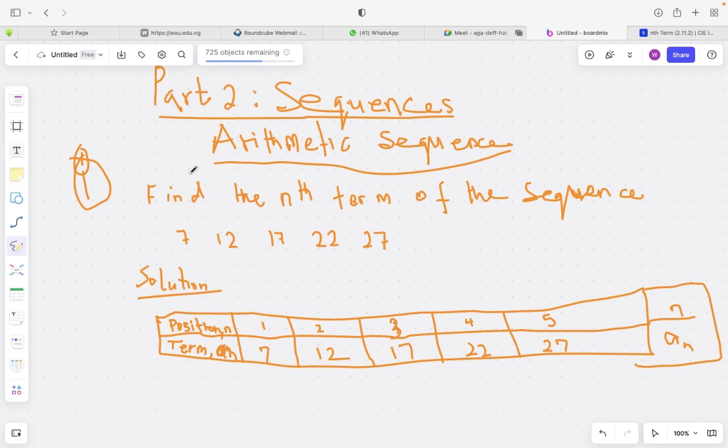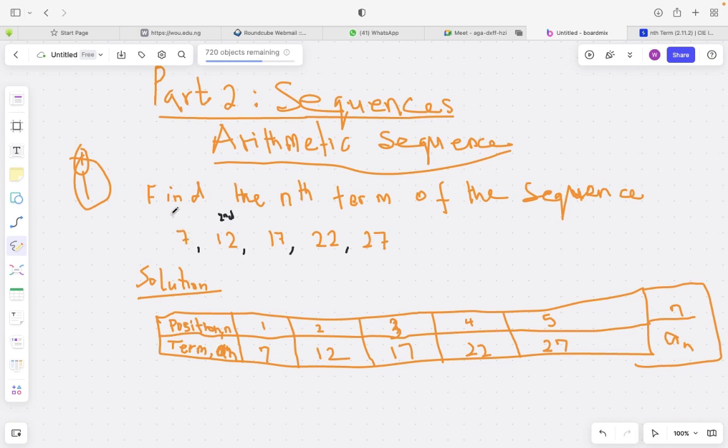So for today, we're going to look at another trick, another way of doing it, using a table, to find the nth term of a sequence. Look at the sequence: 7, 12, 17, 22, and 27. This is the second term. In a sequence, each one is a term.